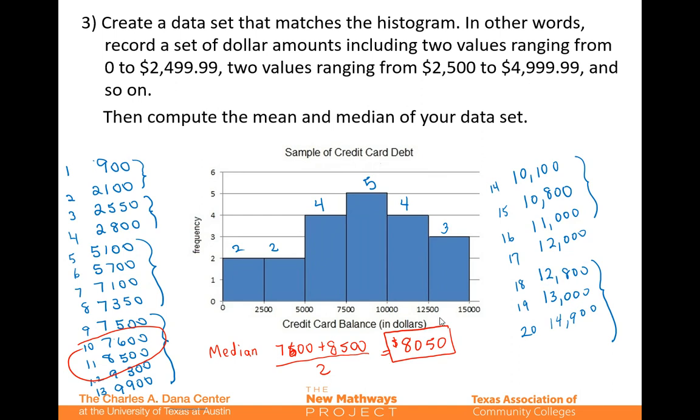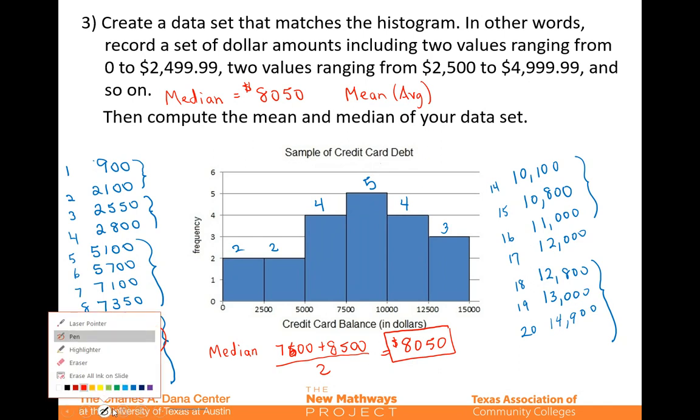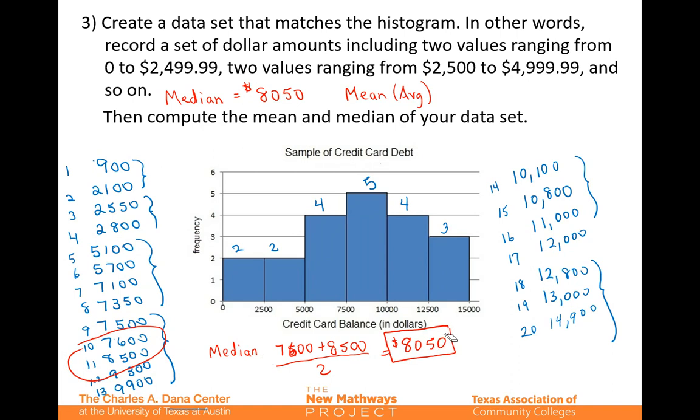If there are an even number of data points, then you need to look for the two middle points, add them together and divide by 2. So let's write down median, $8,050. Now, to get the mean, that's what you guys think of as an average. All we do to get the mean, and I'm going to need a little more space, I'm going to erase a little bit of this. I need to add up all the data.